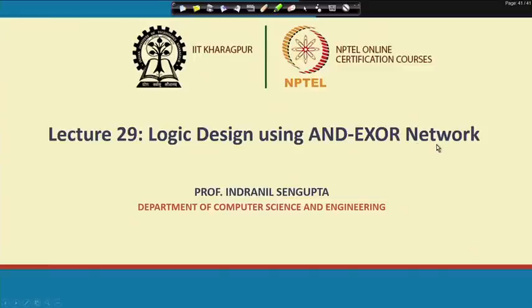We have also seen various ways in which the basic building blocks in design like multiplexers, decoders, etc., can be used to implement logic. Now, in this lecture we shall be talking about something called AND and XOR network. This is not very conventional. So, we will be using AND gates and XOR gates to realize logic functions. Let us look into this in a little more detail.